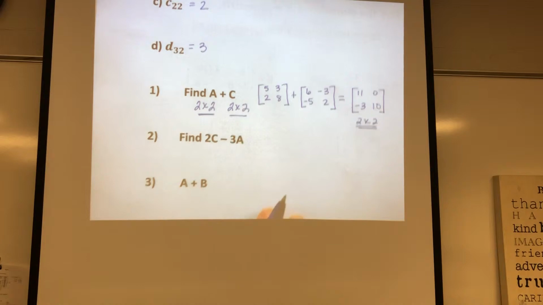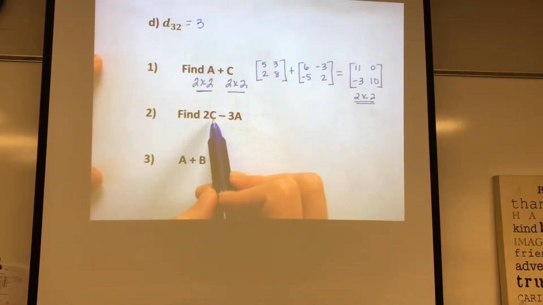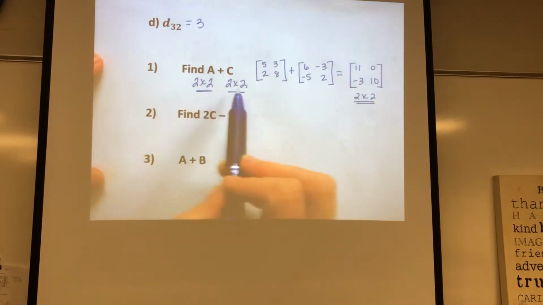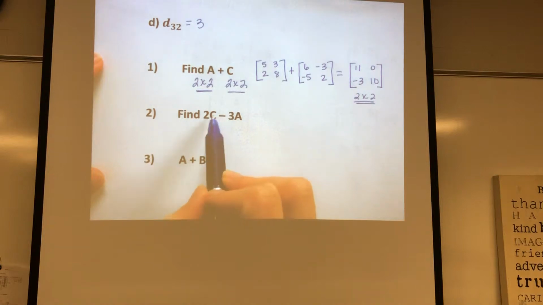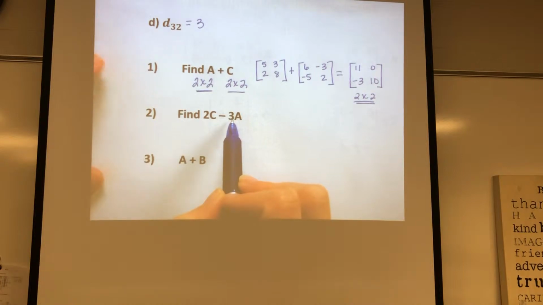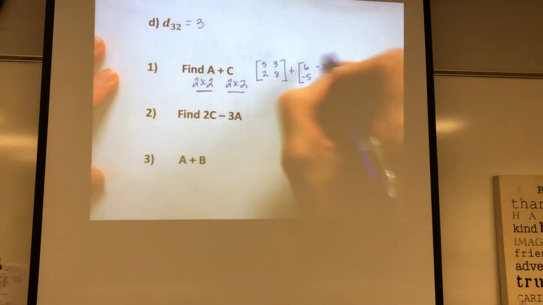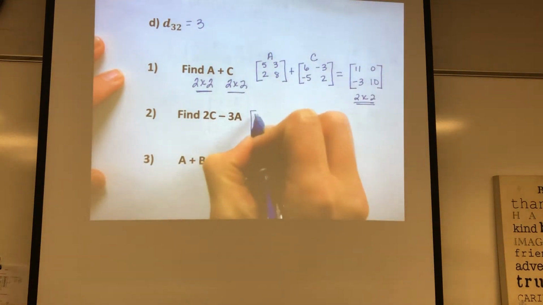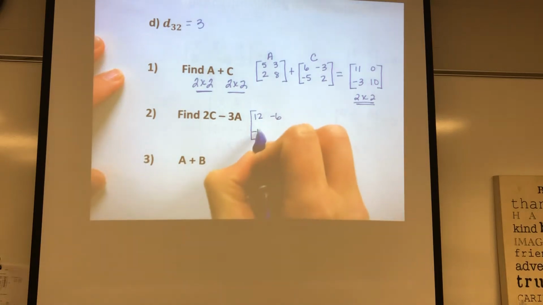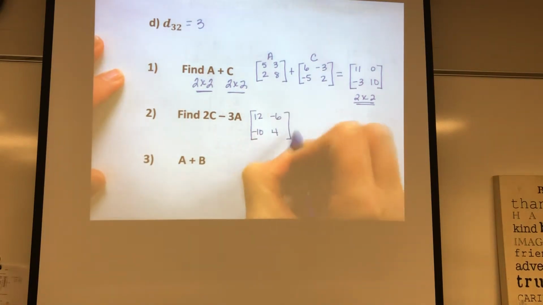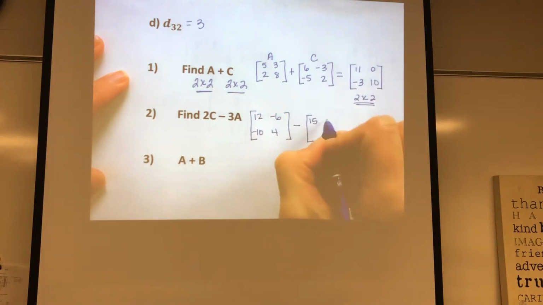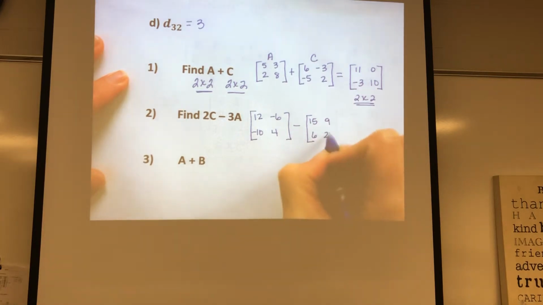Now when they ask us to do 2 times C minus 3 times A, we still have to have the same dimensions for C and A, which we know we have, but before we do the subtraction, we have to multiply everything in the C matrix by 2 and everything in the A matrix by 3. So we'll take our C matrix, which is this one right here, and we're going to multiply everything inside of it by 2. So we have 12, -6, -10, 4. And then we're going to subtract the A matrix, but we have to multiply everything by 3 first. So 15, 9, 6, 24.